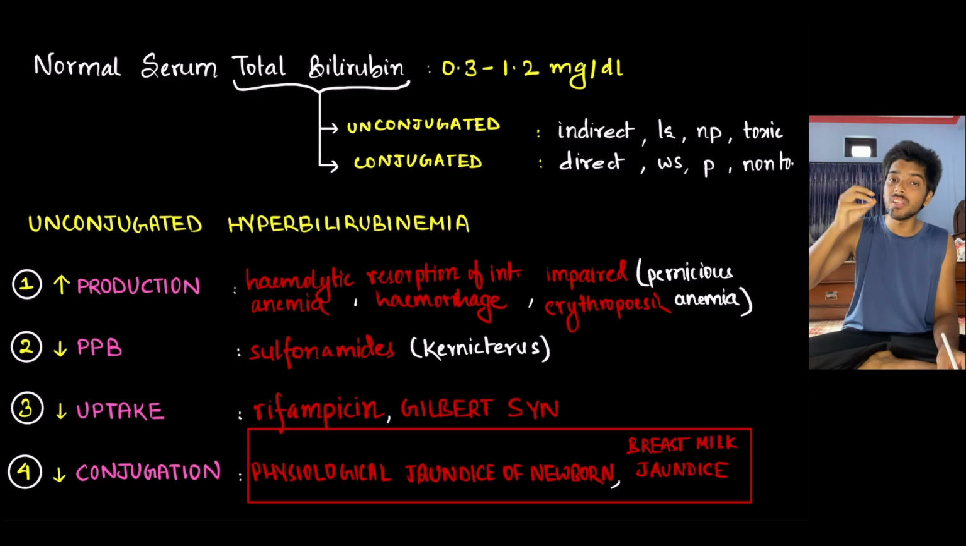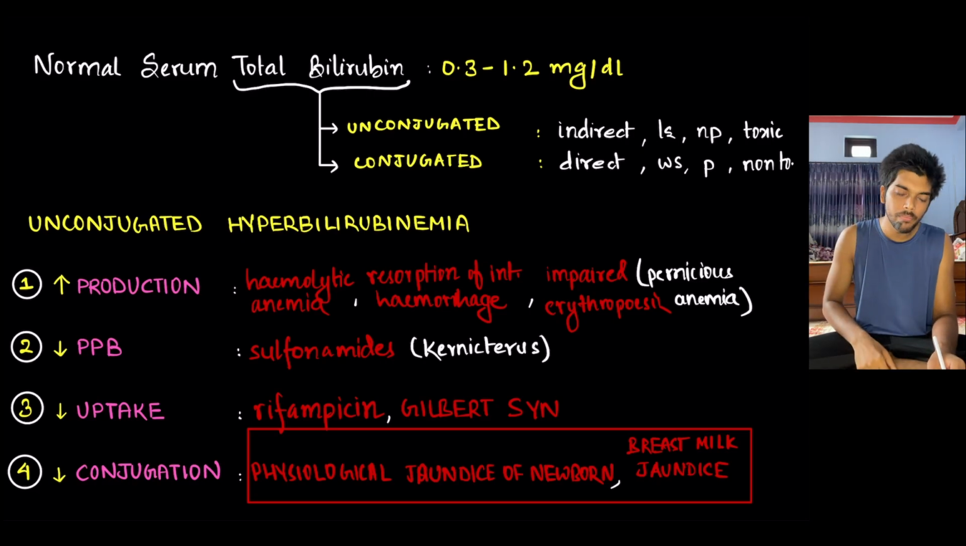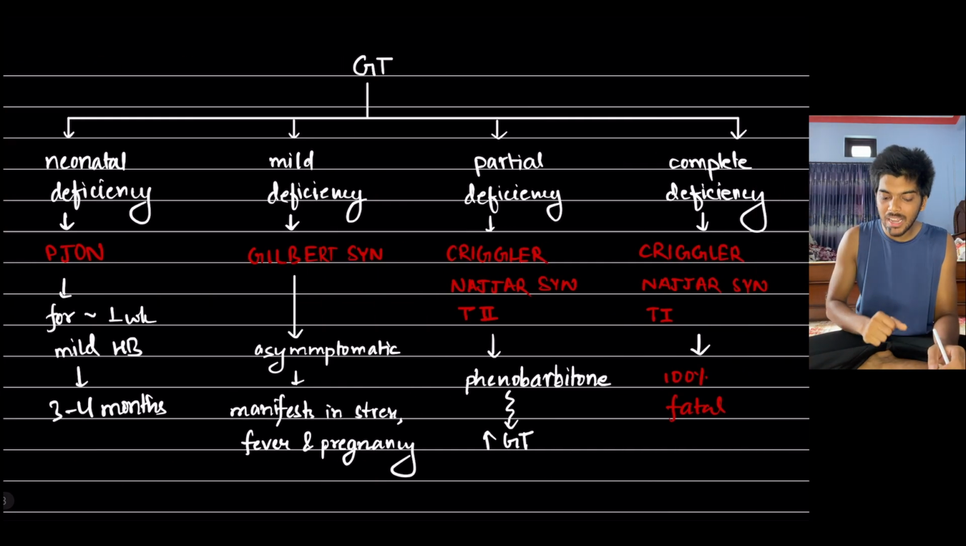First, increase in the production of unconjugated bilirubin itself by hemolytic anemia or resorption of hematoma or impaired erythropoiesis like that seen in pernicious anemia. Number 2, decrease in plasma protein binding due to sulfonamide poisoning. 3, decrease in uptake of unconjugated bilirubin by the liver due to rifampicin or Gilbert syndrome. 4, decrease in conjugation as seen in physiological jaundice of newborn and breast milk jaundice. But most importantly, 3 congenital abnormalities: Gilbert syndrome, Crigler-Najjar syndrome type 1 and Crigler-Najjar syndrome type 2.